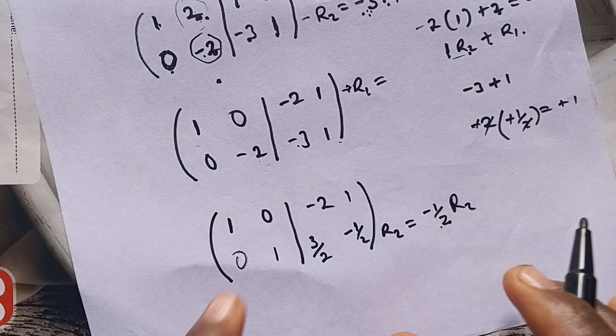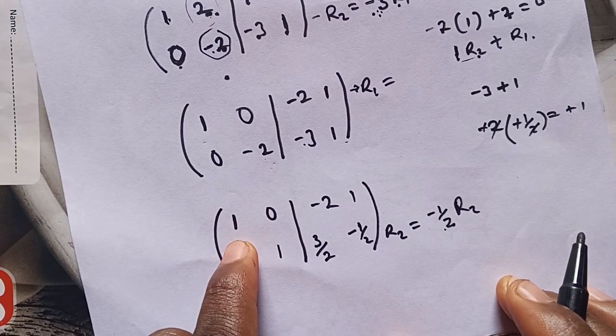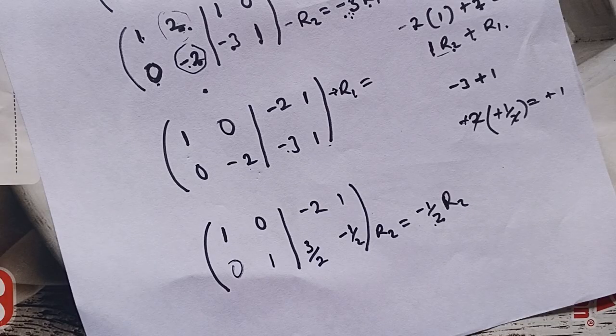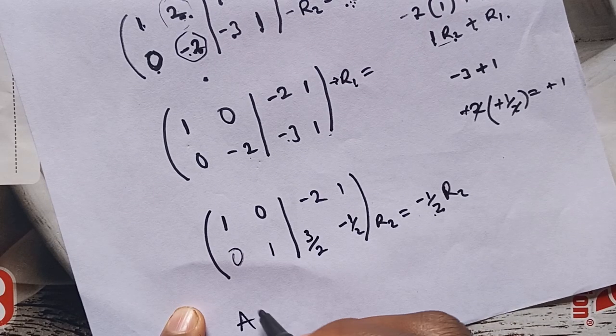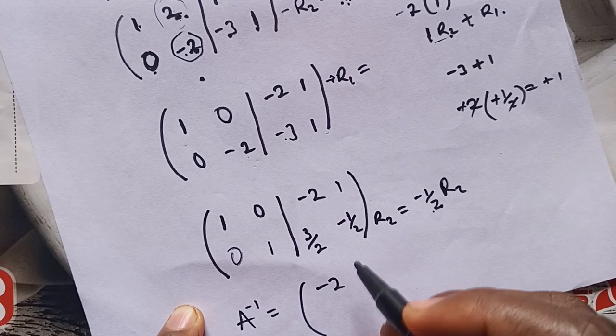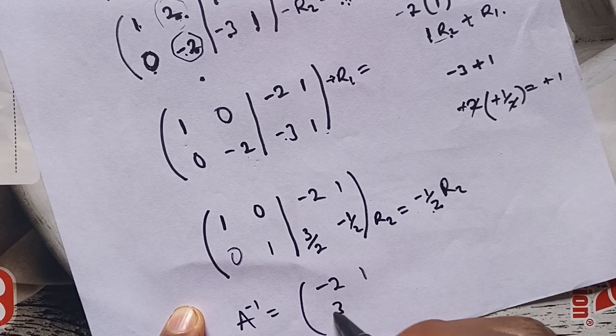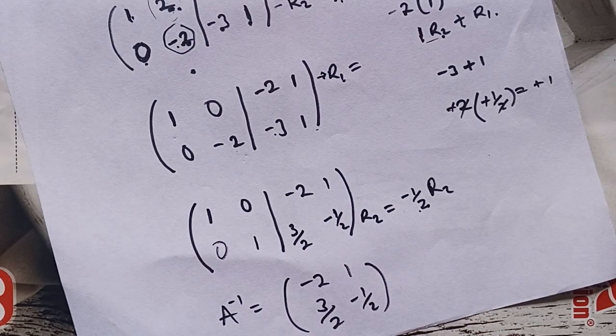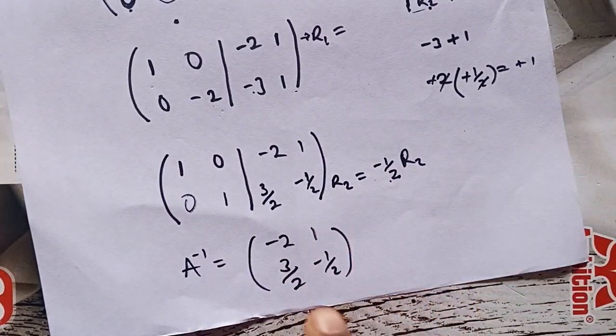Okay, now you see that I have formed the identity matrix on this side. Now meaning that whatever result I have here is what? The A inverse. So therefore my A inverse is equal to the matrix minus 2, 1, 3 over 2 and minus half. Okay, so you see that this is how you form the inverse of a matrix.